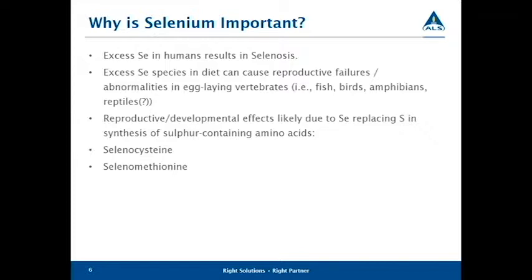In the environment, an excess of selenium has been shown to be the cause of reproductive failures and abnormalities in egg-laying vertebrates: fish, birds, amphibians, and reptiles. And this reproductive failure is likely due to that similar chemical property of selenium to sulfur, in that it's probably replacing sulfur in the synthesis of sulfur-containing amino acids, such as selenocysteine and selenomethionine.